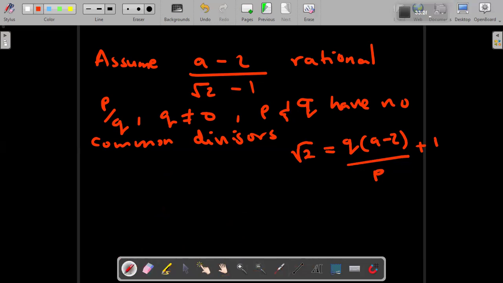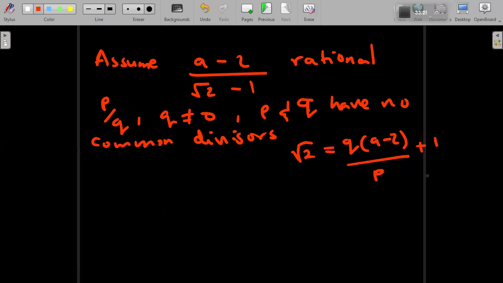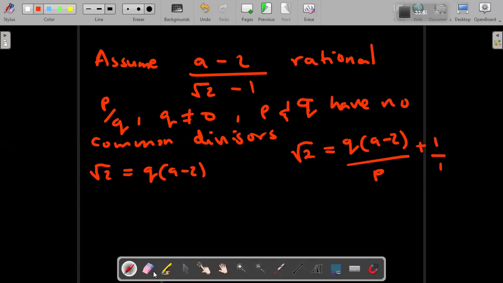Okay, so from there, I can make this into a single fraction on the right side. So I have root of 2 equal to q times (a minus 2) over p, plus 1. So let me have a common denominator. p is a common denominator. So p into p cancels to be 1, then you have q times (a minus 2) there, then into 1 it's just going to give you plus p, like that.